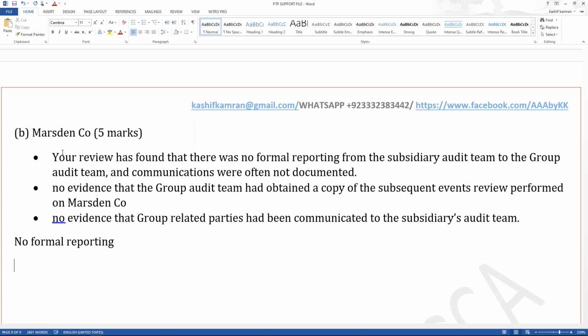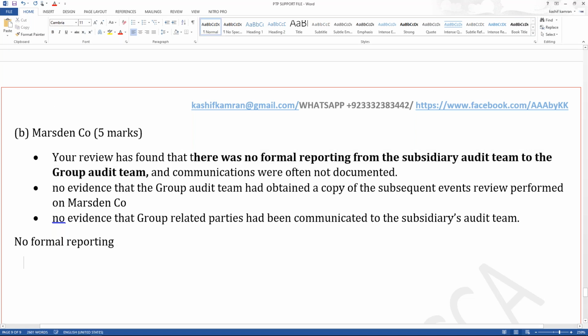Under the no formal reporting, you raise the issue. Your review found, number 1, there was no formal reporting from the subsidiary team to the group team. So subsidiary team to the group team. And you write under.